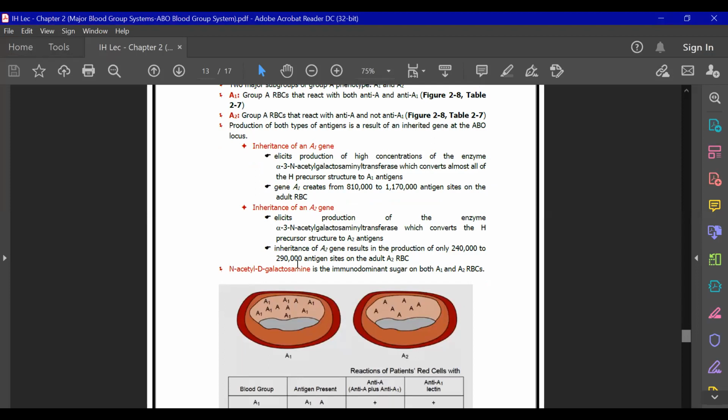As you can see in your notes, the antigenic sites, your antigenic determinants for the specificity of your A2 antigen, are decreased. There are more antigenic sites in your A1 compared to your A2. But it is the same antigen, they differ only in the amount or number of antigens present on the red cells. So when I say group A1 phenotype, the immunodominant sugar for your A1 and your A2 phenotype would still be N-acetyl-D-galactosamine.